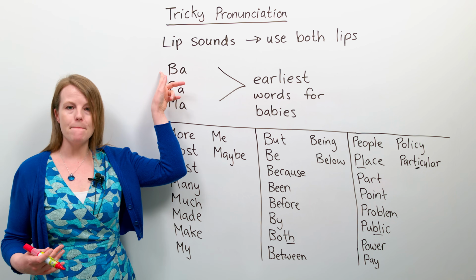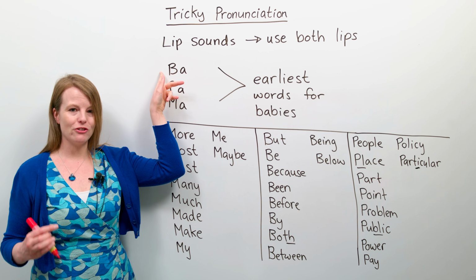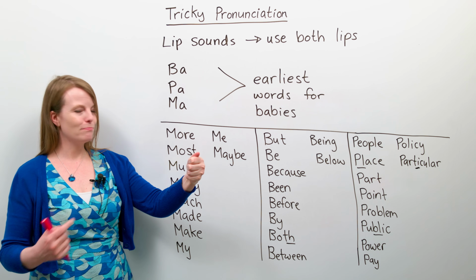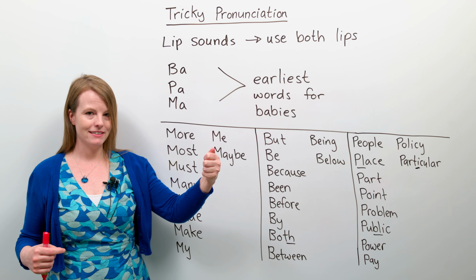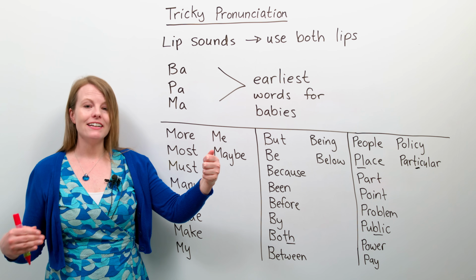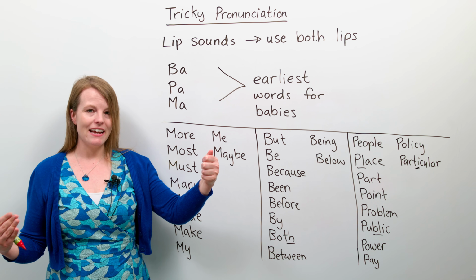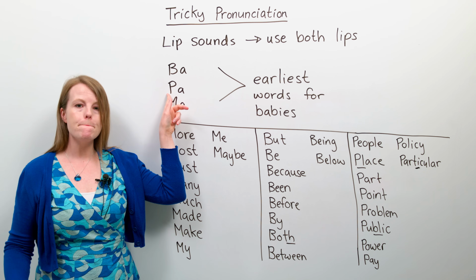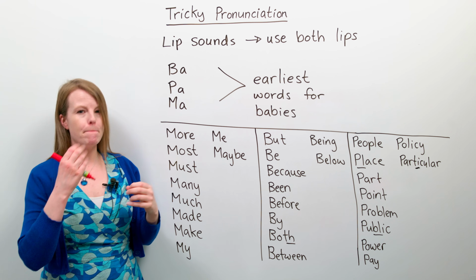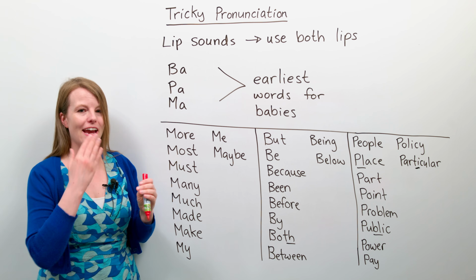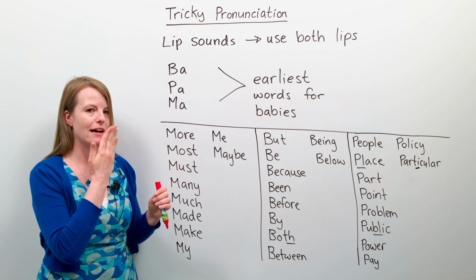Let's start with the ba sound. So I want you to have a mirror, put your two lips together and say ba, ba. Okay, good. Now let's say the next lip sound, pa, pa. And there's a bit of a pop sound with that. You have air coming out when you say pa.